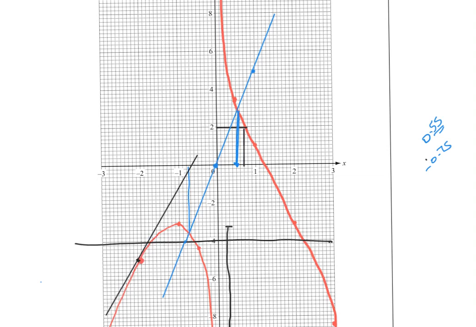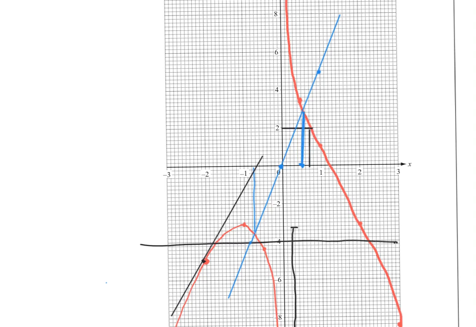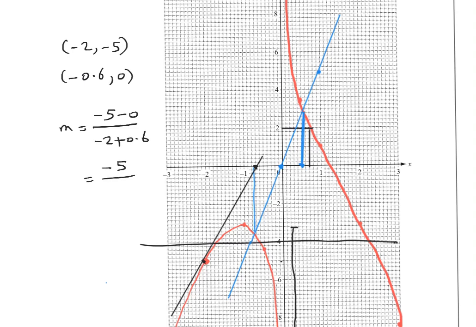Now, how to find the gradient for this tangent? Take 2 points. The first point is -2, -5. The second point is -0.6, 0. Now we can find the gradient: y2 minus y1 over x2 minus x1. So -5 minus 0 over -2 minus minus 0.6, so plus 0.6. So -5 over -1.4. Now you can find the answer, 3.57.